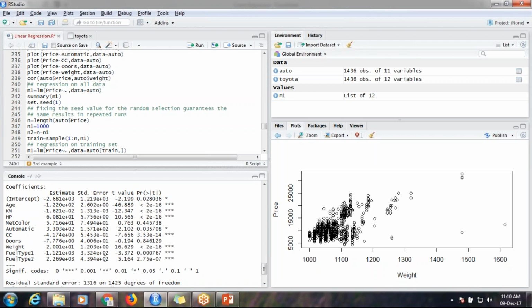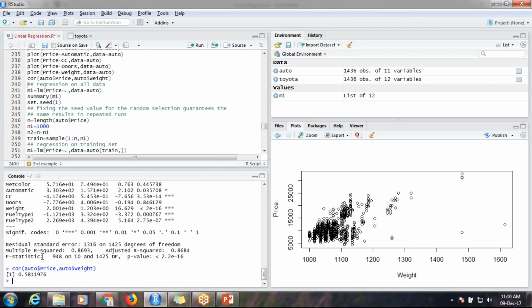equation just before. And when you divide this, you will get the t value, and the corresponding t value will have a p value. And on the basis of this, you can understand how significant that variable is.